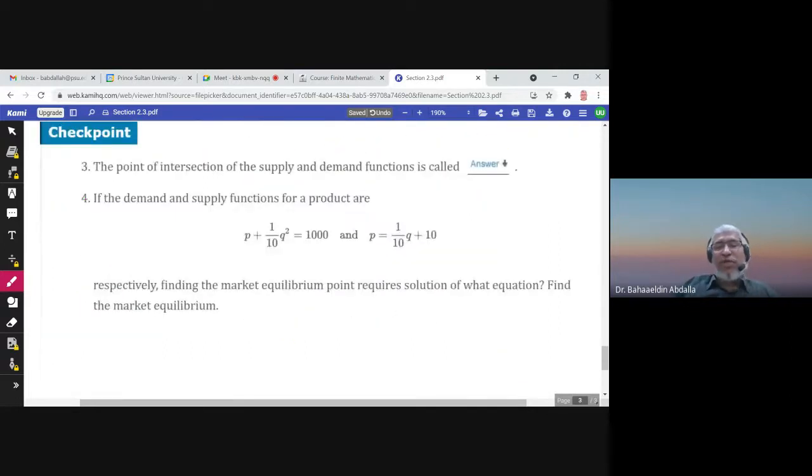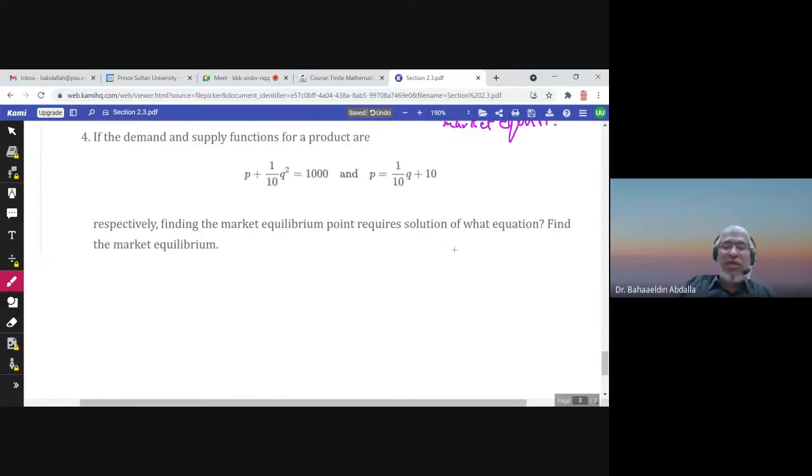So the point of intersection of the supply and demand is called the market equilibrium point. Okay, equilibrium point. If the demand and supply functions for a product are as follows, respectively, find the market equilibrium point requires solution of what equation? Of these two equations together. Okay, we need to solve these two equations together.